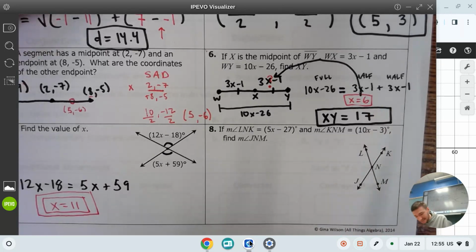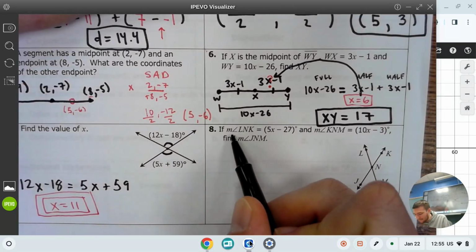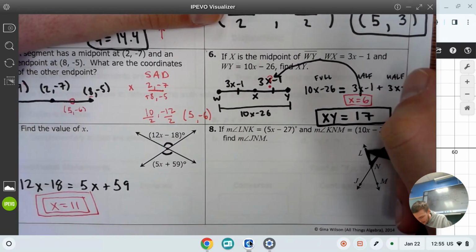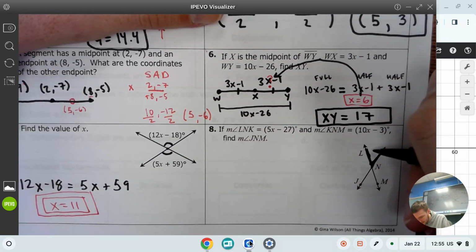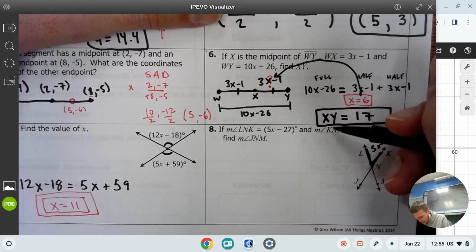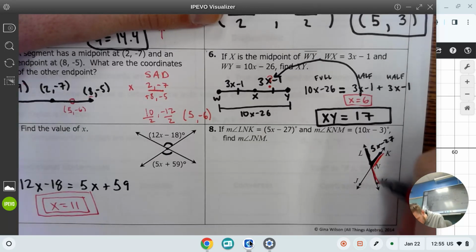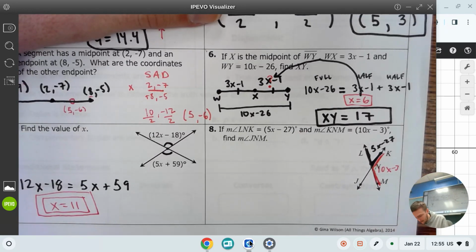All right, 8. It says measure of angle LNK. LNK, that's this one right here, is 5x minus 27. And KNM, this one right here, is 10x minus 3.